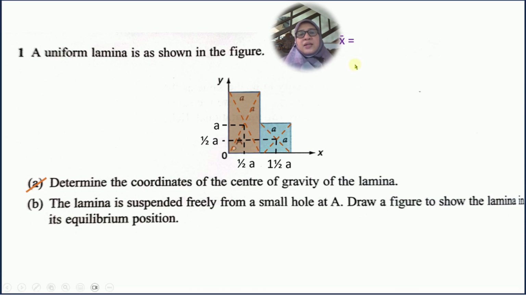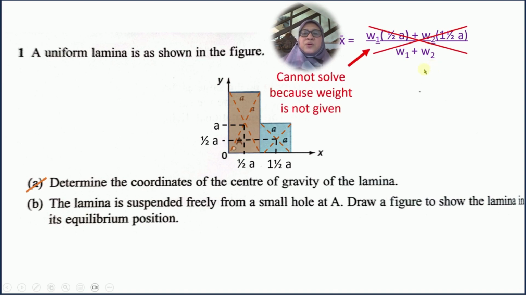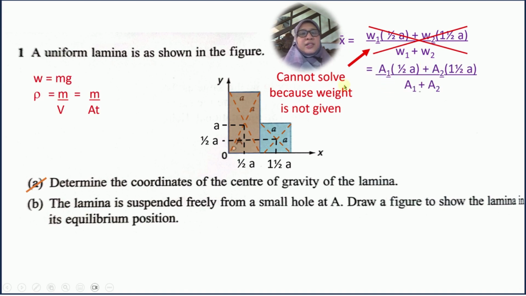Now we can use the formula for the mean of coordinate x of the two bodies. W1 is the weight of the first lamina times its x distance from the origin, which is half A, plus W2 times 1.5A, the distance of the square from the origin, divided by the total weight. But we cannot use this formula because weight is not given. So instead of using weight, we can use area, because weight is directly proportional to area.